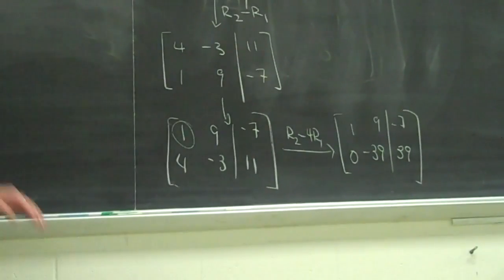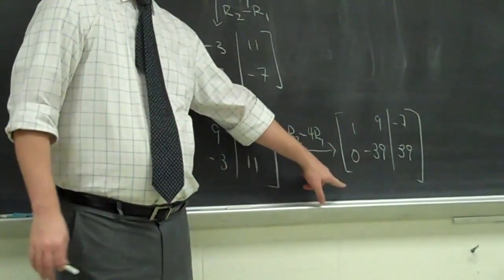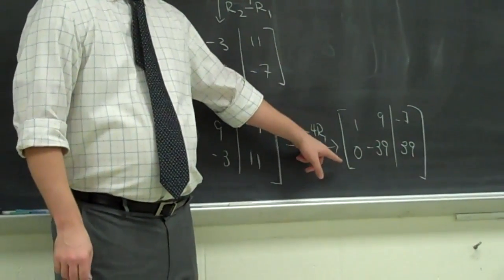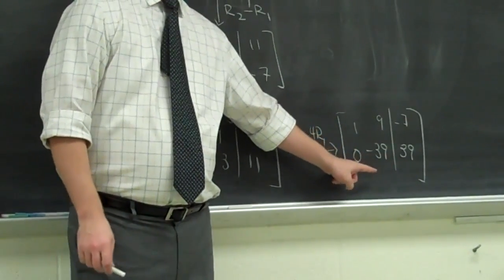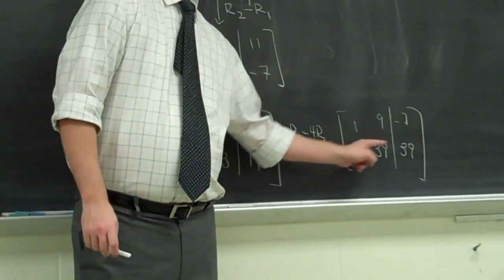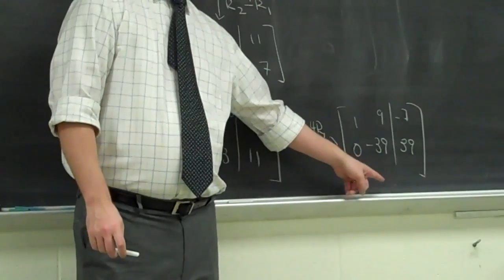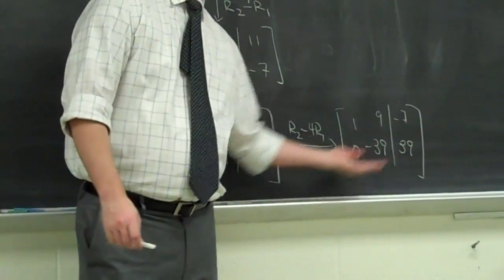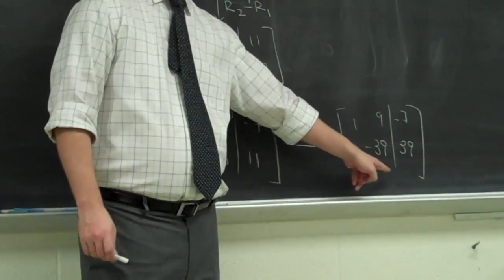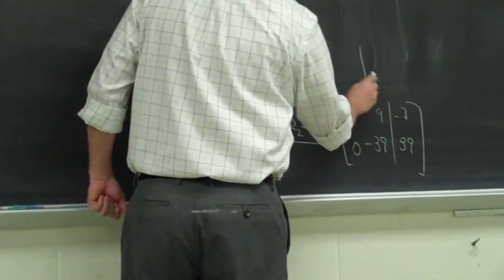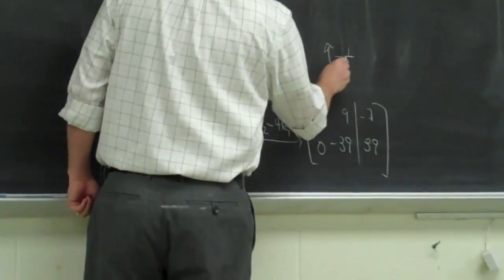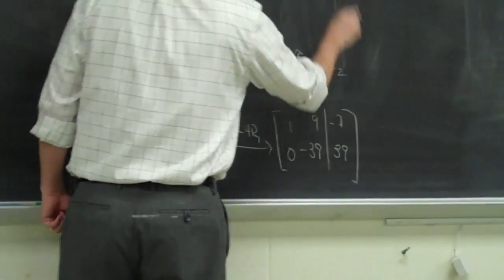Alright, so I got half the matrix I want. I've got the 1 and I've got the 0. So then, the next easiest thing to do is to get a 1 right there. Now, to get a 1, I just have to multiply this by -1 over 39. I basically go through and I divide everything by -39 to get a 1. Okay? So I'm going to do -1 over 39 times row 2.